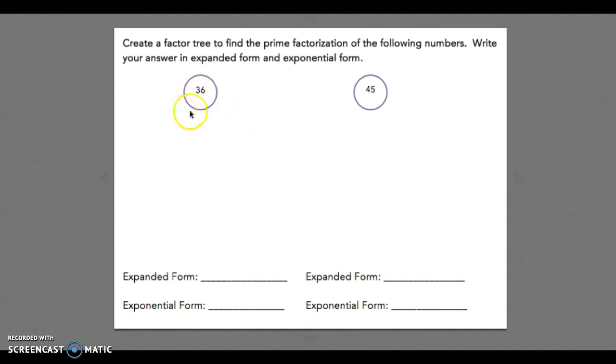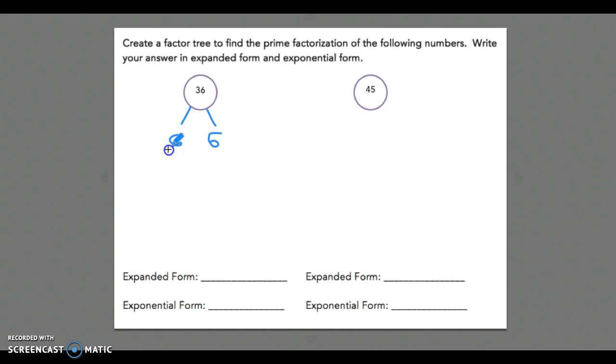So 36 is our number. I'm going to break down 36 into two factors of 6 times 6. You could also use a couple others. You could use 3 and 12. You could also use 9 and 4. But regardless, your answer should still come out the same.